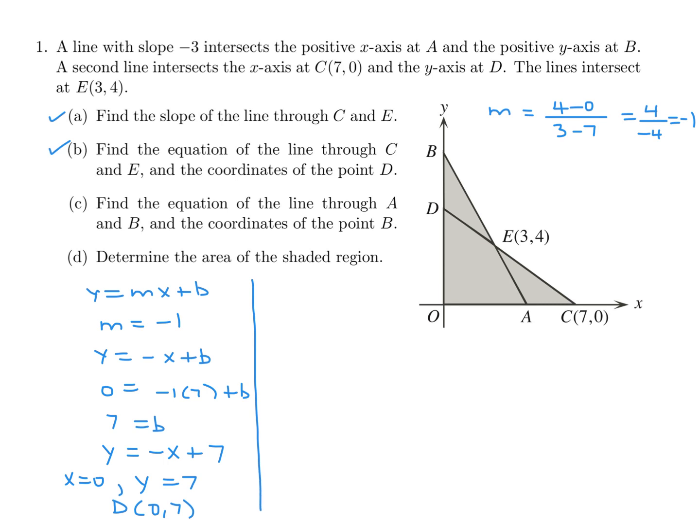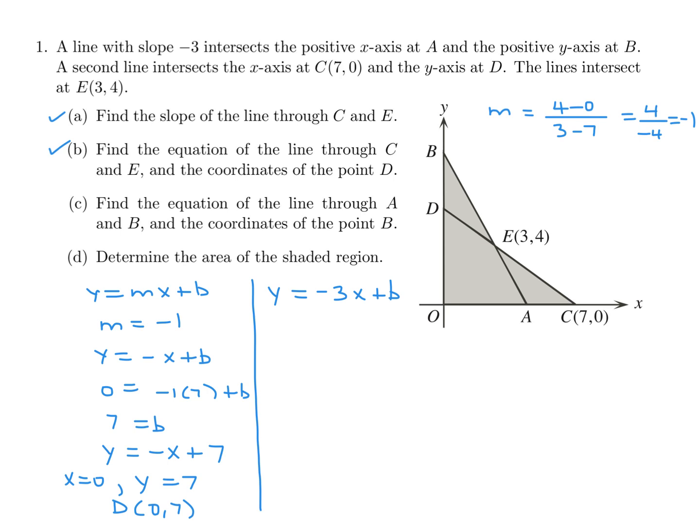Now we move on to part C. Part C says, find the equation of the line through A and B and the coordinates of B. Well, they told me in the beginning of the question that the slope is -3 for the line that goes through A and B. So immediately I know that y equals minus 3x plus b, that line right there between A and B.